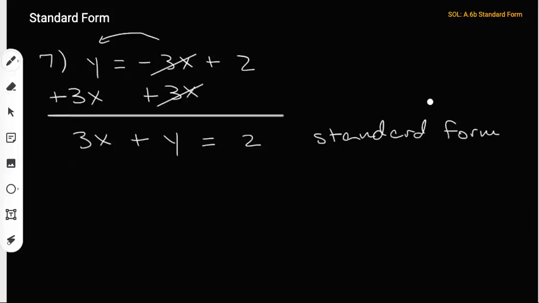So the numbers in front of the variables, often called the coefficients, are whole numbers. And they're both positive whole numbers. And that's even better. So that's number 7.